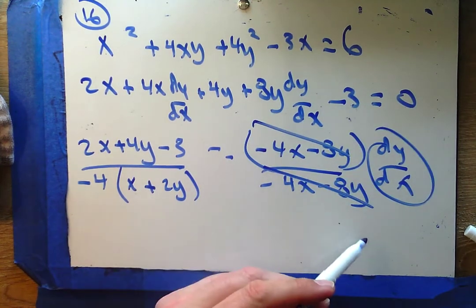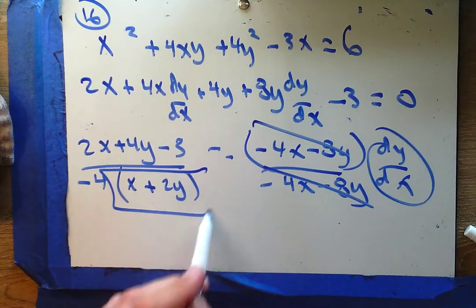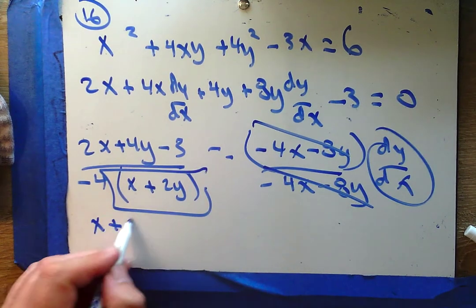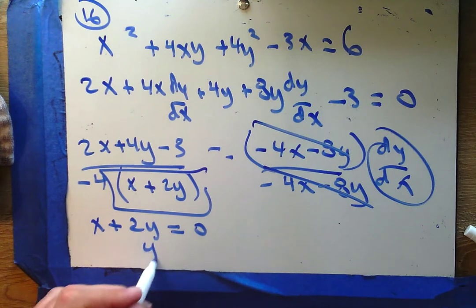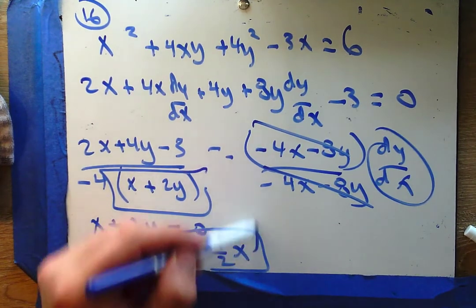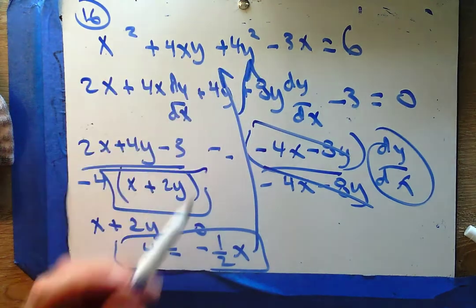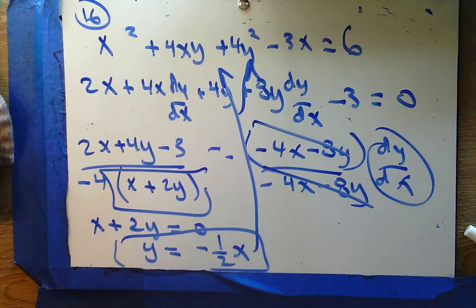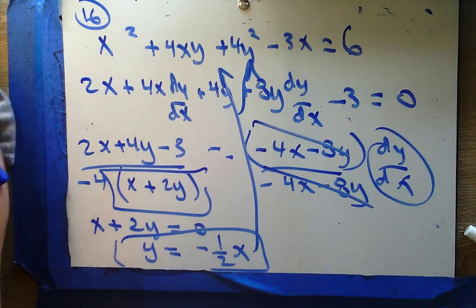Where is the slope defined? Everywhere except where this equals 0. So x plus 2y equals 0, or y equals negative 1/2 x. I have to take this and plug it back into all these y's to figure out where that actually is. So let's see what happens.